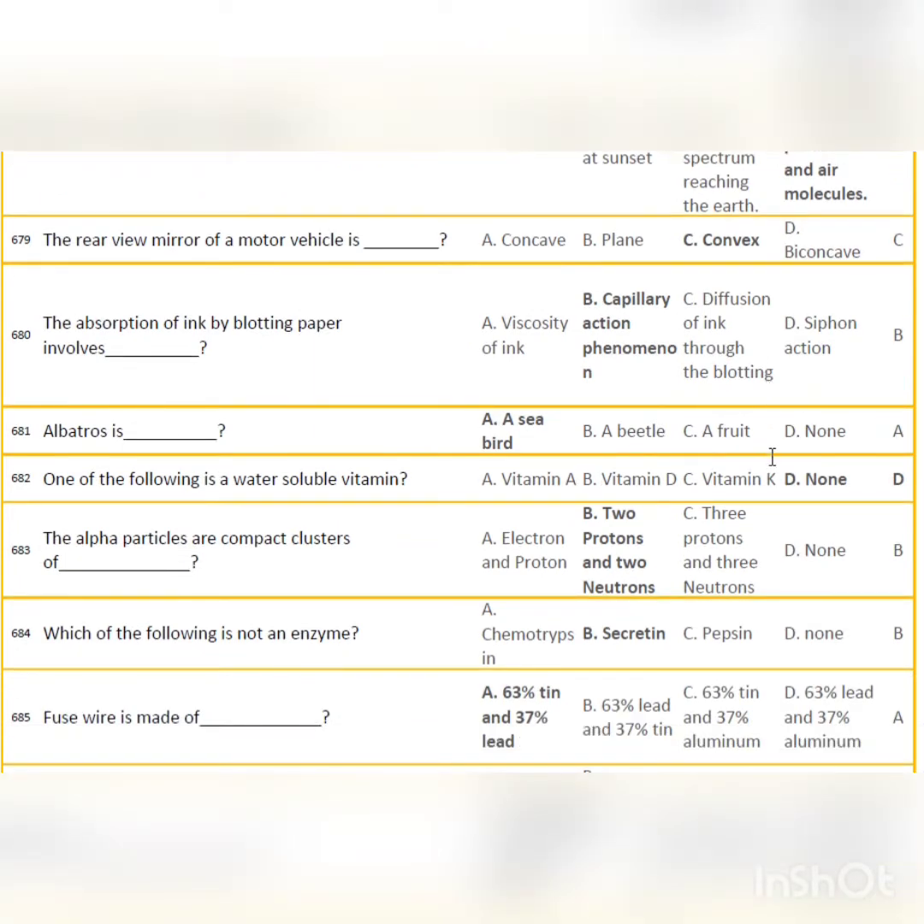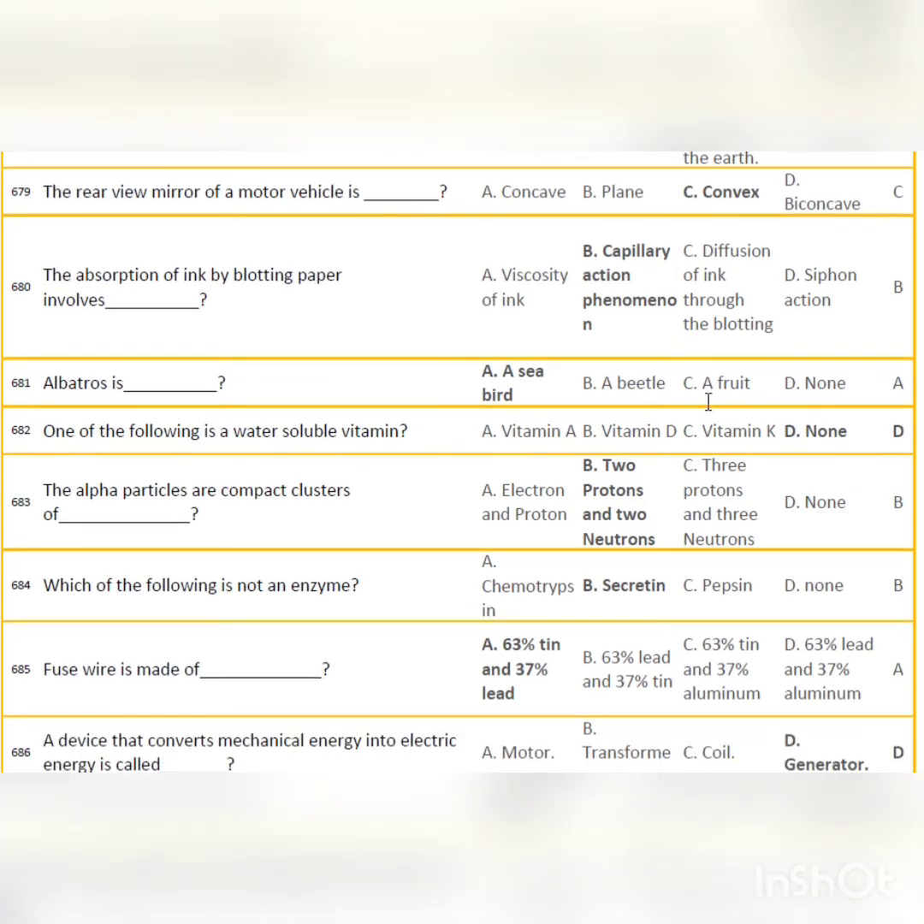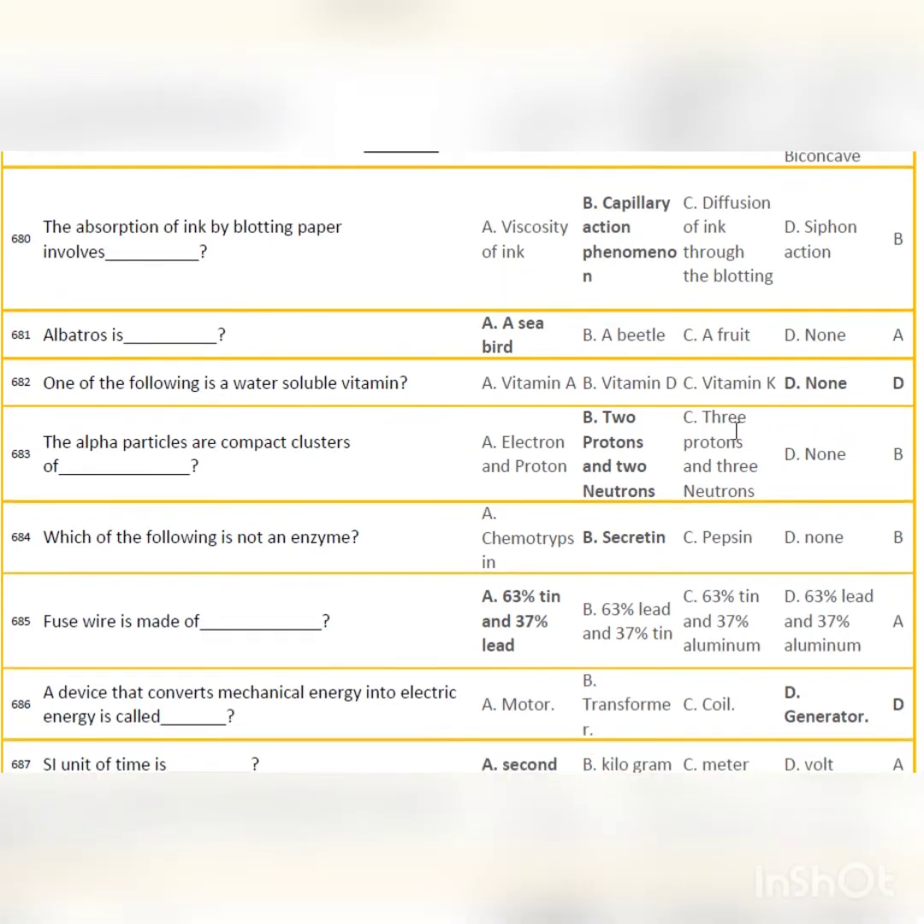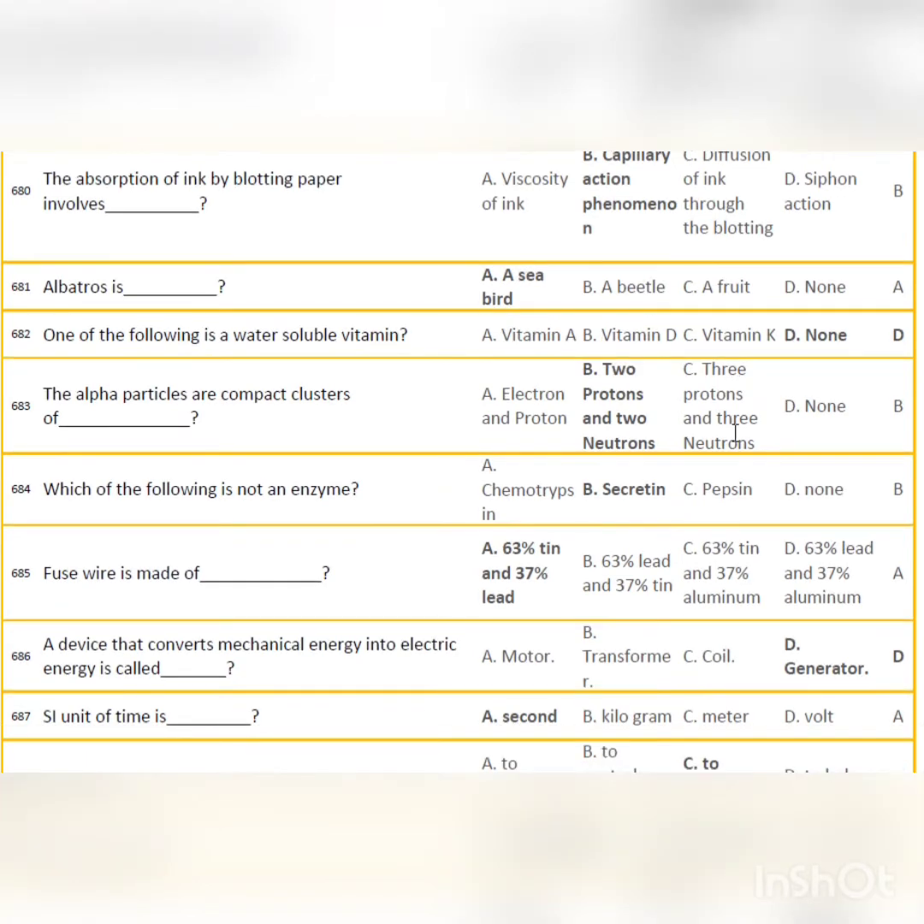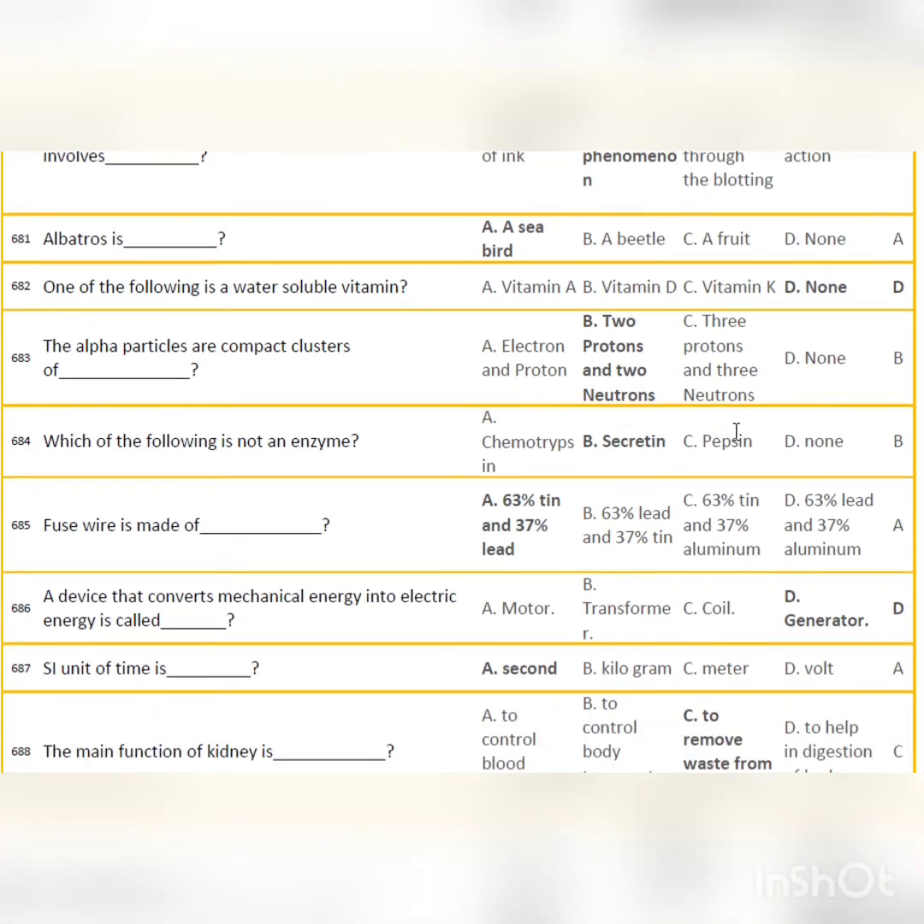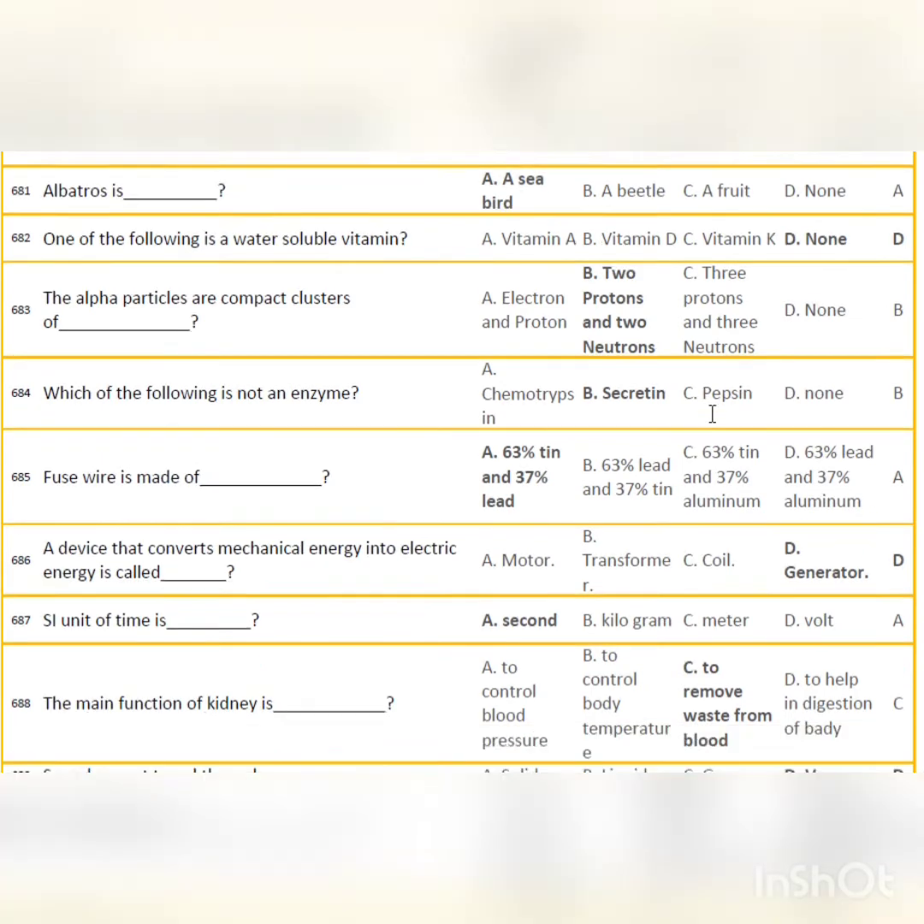Blood does not coagulate inside the body due to the presence of dash. A. Hemoglobin, B. Fibrin, C. Heparin, D. Plasma. Answer is C. Heparin.